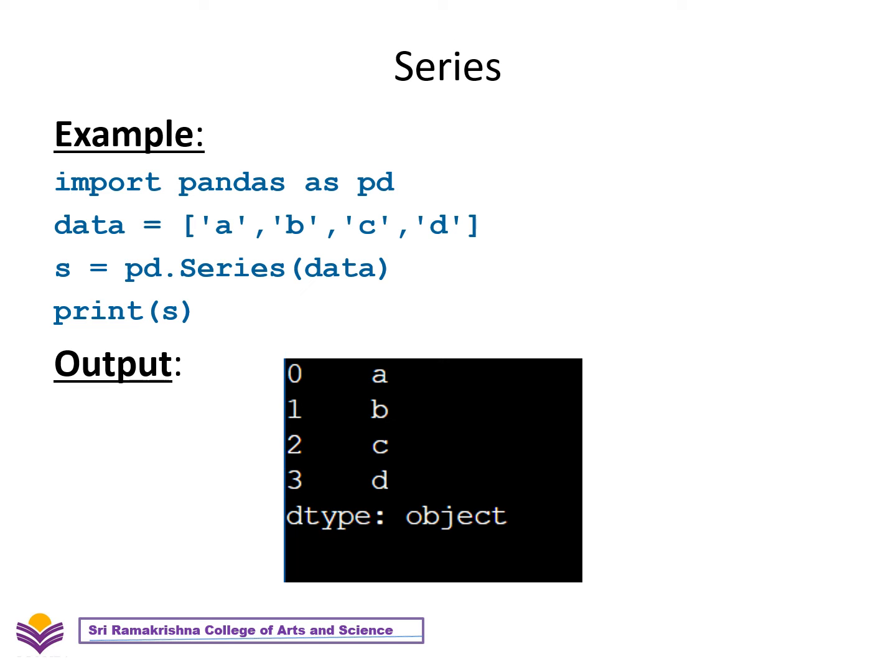So this is the output you'll have. The 0, 1, 2, and 3 are the index values, and A, B, C, D are the values in the series. So A has the index 0, B has the index 1, C has the index 2, and D has the index value 3. And if you want to change this index value, you can specify index equal to 1, 2, 3, 4, or any unique values.